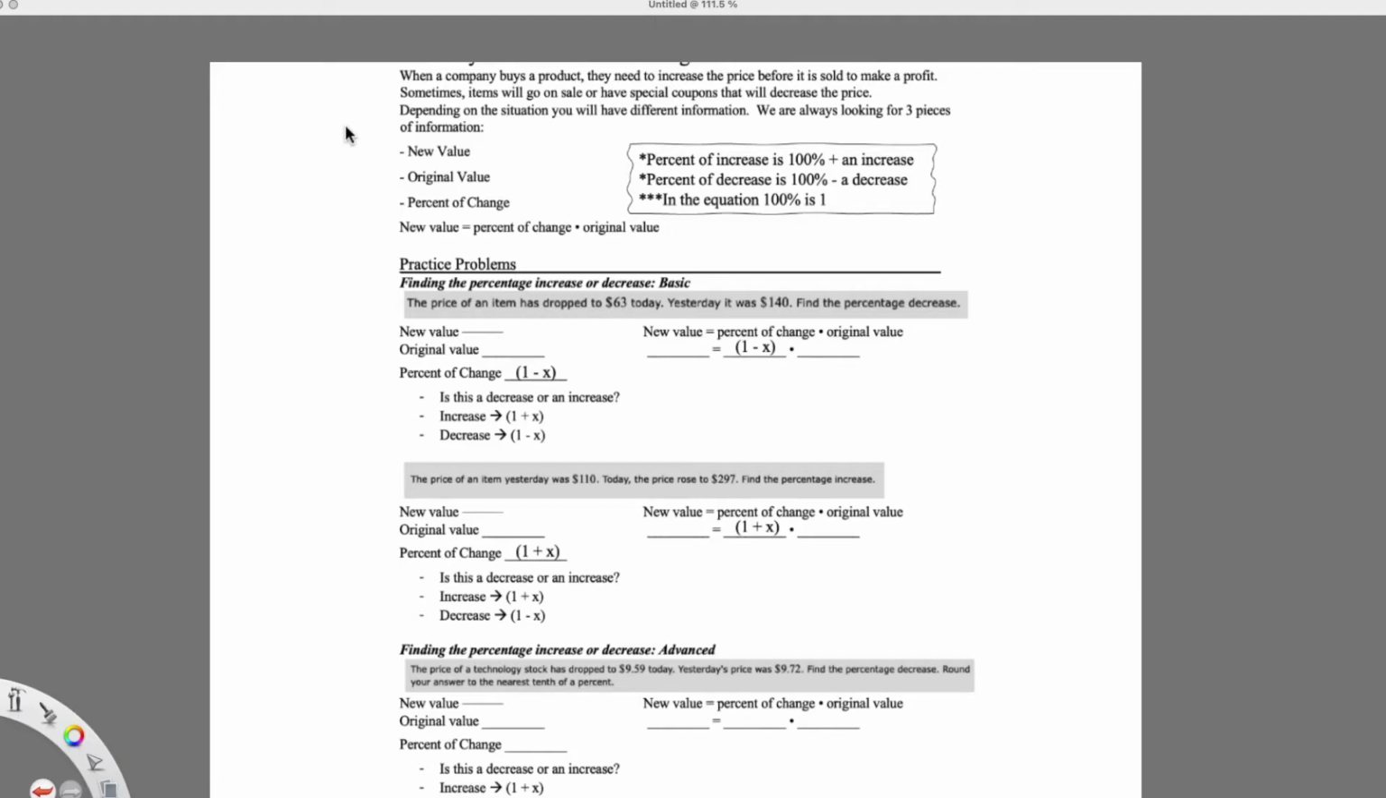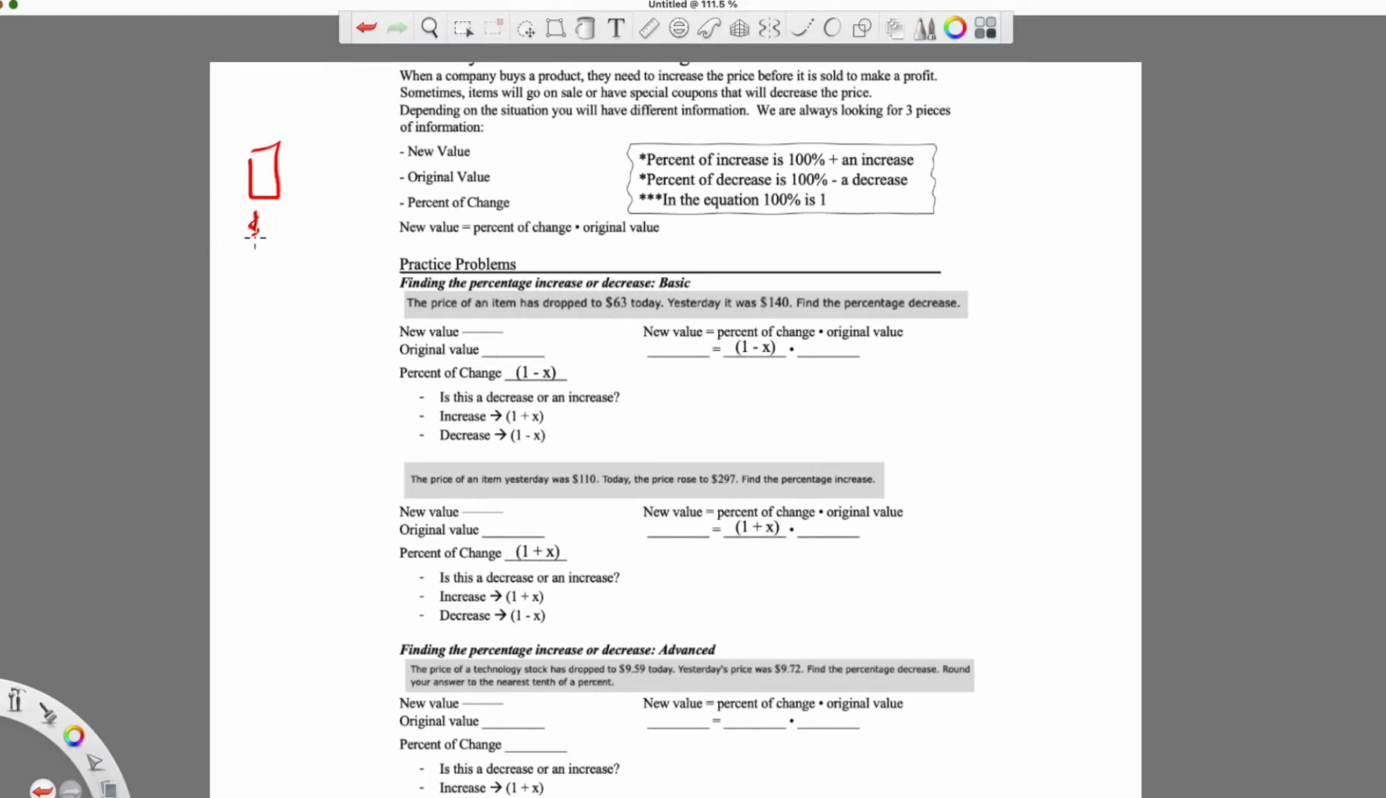If I buy, say, this item here for $2, well, I'm not going to sell it to you for $2 because then I wouldn't make any money off of it. I'm going to increase that price by some amount so that I can make some money off of it, right?